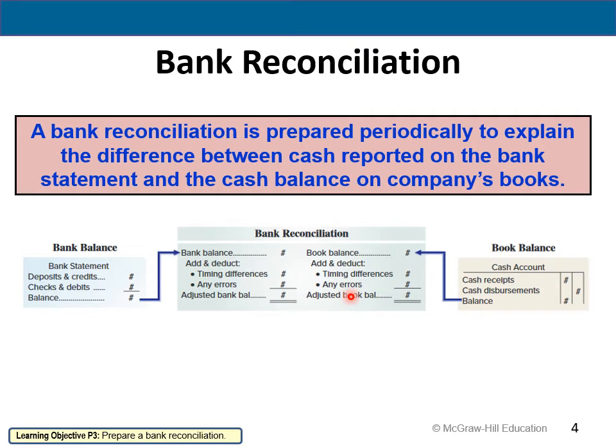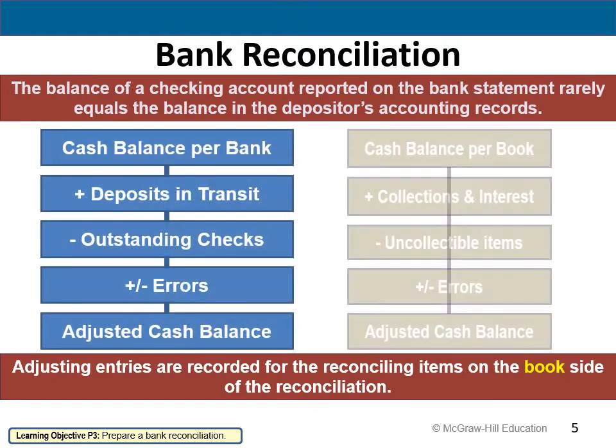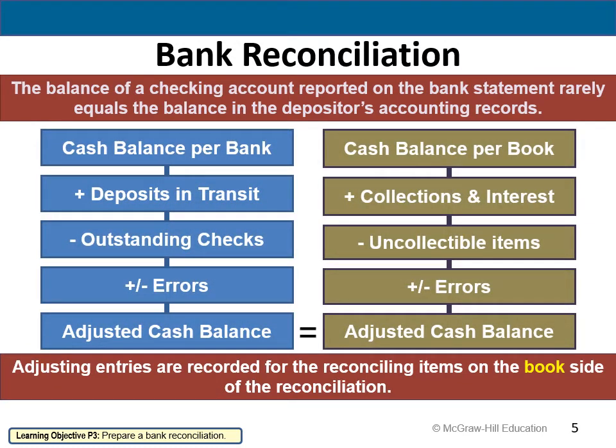Now, if you've done this right, the adjusted bank balance will equal the adjusted book balance. When they do, you've reconciled the account. If they don't, you're not done with the reconciliation. Okay, so we referenced the additions and deductions from the book balance or the bank balance. Here are some common additions or deductions.